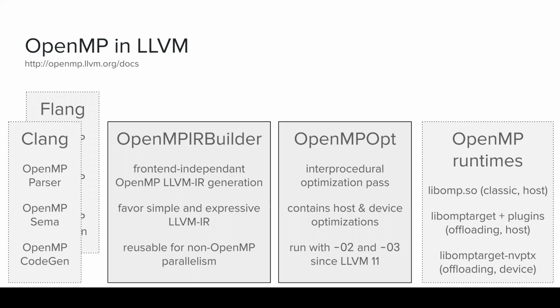Now, what this enables us to do is really to optimize OpenMP as part of the LLVM optimization pipeline. The pass that we introduced into LLVM 11 is called OpenMP opt. It is an interprocedural optimization pass that runs by default if you specify O2 or O3, and it already contains host and device optimizations, though we are still working on more.